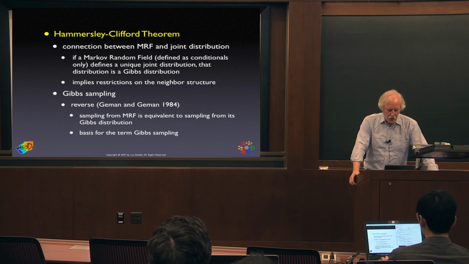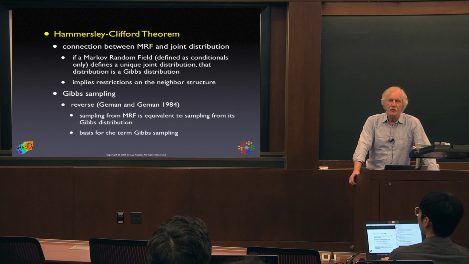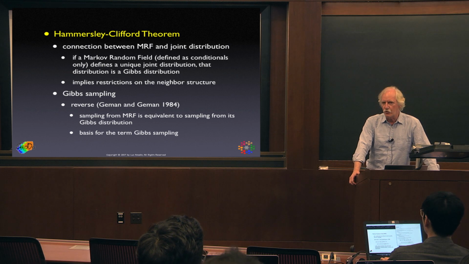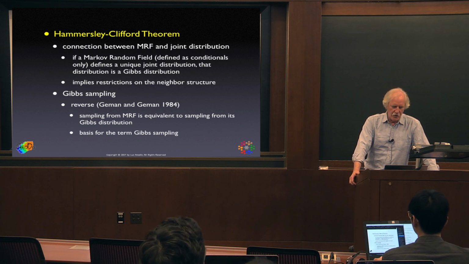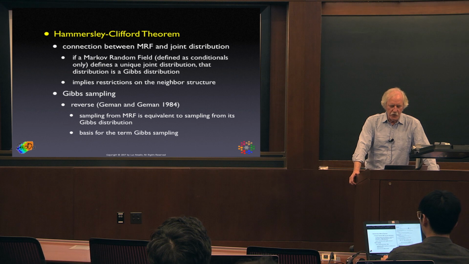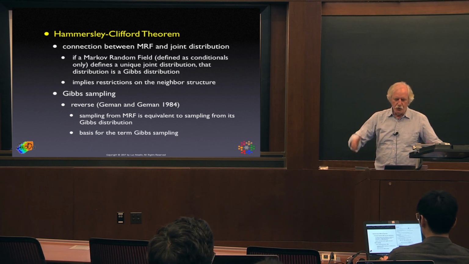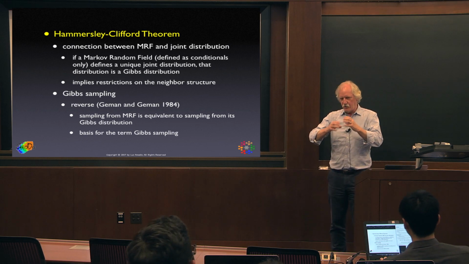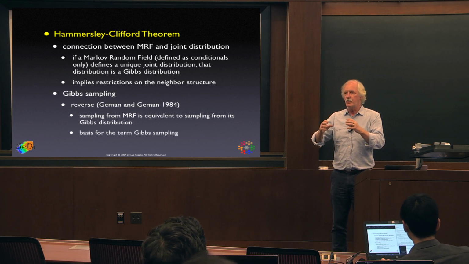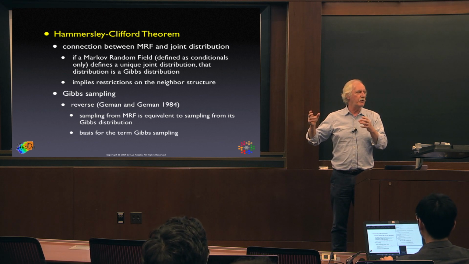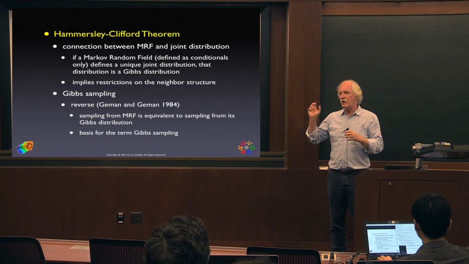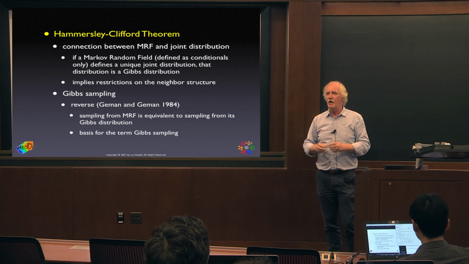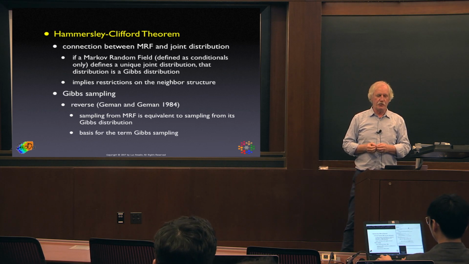And it was pretty critical because it established the formal connection between the Markov random field setup and a proper joint distribution. And there's some more lingo here. So to have these set of conditionals that are Markov random fields correspond with a proper joint distribution, that joint distribution can only be from a given type, and it's called a Gibbs distribution.